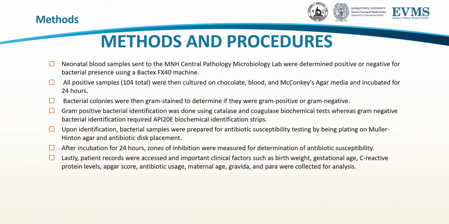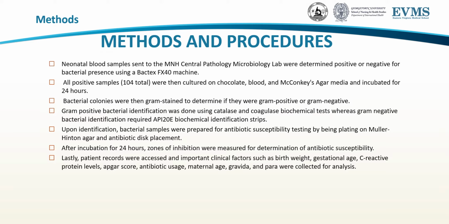Now, to give a brief overview of the methods and procedures used to conduct the study, the neonatal blood samples sent to the lab were determined positive or negative for bacterial presence using a Bactec FX40 machine. All positive samples, which totaled 104 in the study, were then cultured on different sorts of media, including chocolate blood and MacConkey's agar, and incubated for 24 hours. After this, bacterial colonies were gram stained, and then the gram-positive bacterial species identification was done using catalase and coagulase biochemical tests, whereas gram-negative organisms required the use of API20E biochemical identification strips.